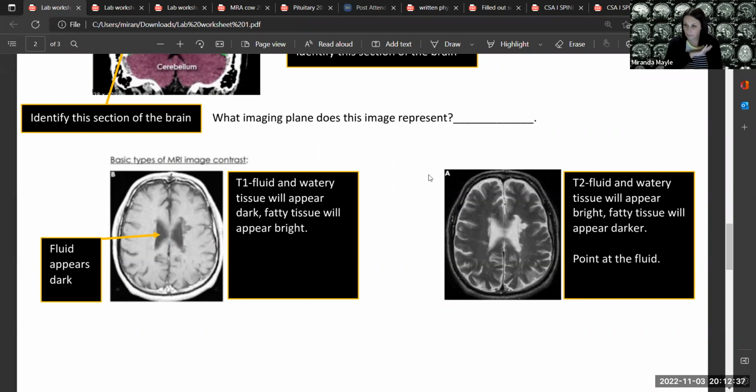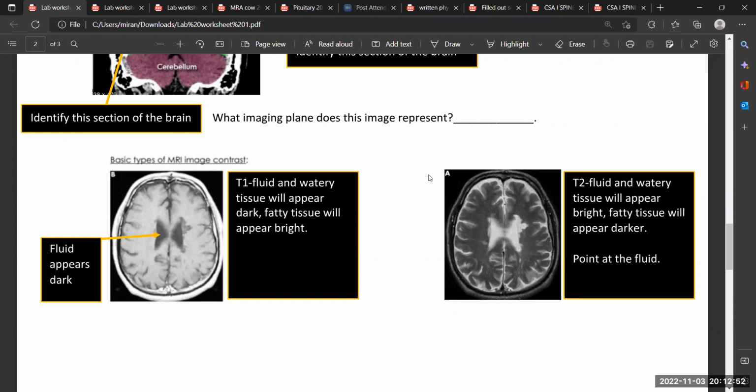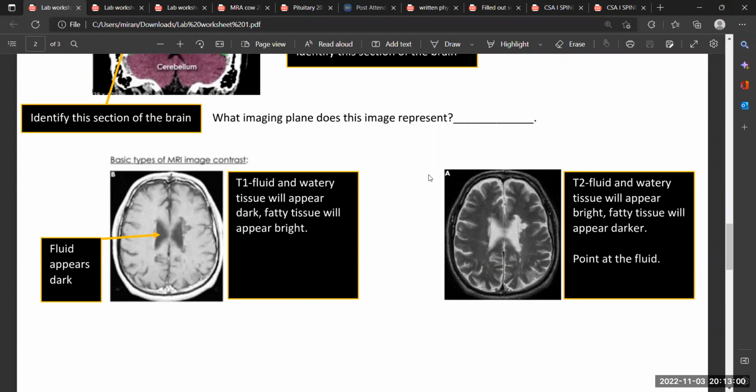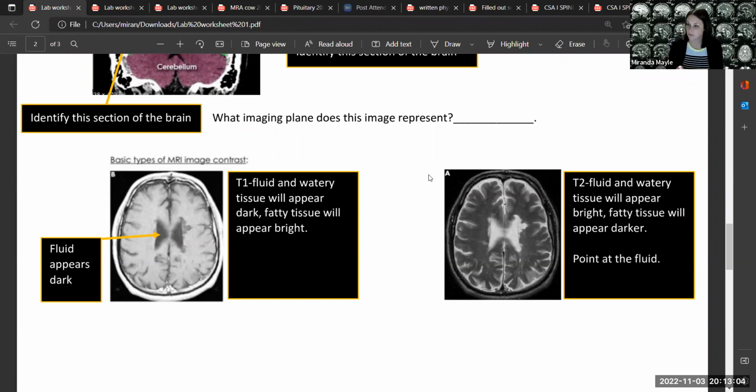Now, the complete opposite, T2. What does our T2 weighting contrast look like? Our fluid is now bright, our fat is dark. Okay, so make sure you know these. These are basic physics questions that we want to know that you actually have a grasp on. Because when you go to your clinical site, day one, they're going to say, what image did I just run? And you're going to be looking through these images and you should be able to say, that's a T1 or that's a T2. Know your image contrast.